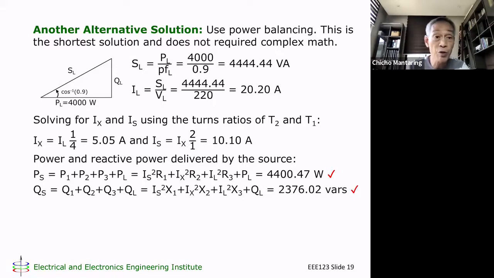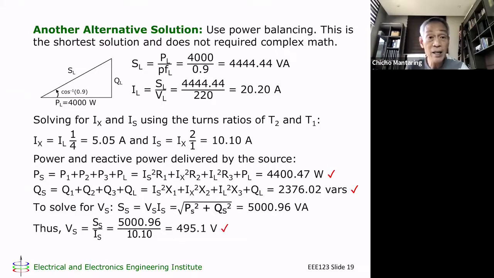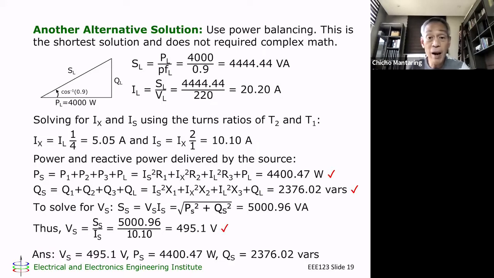And you do the same thing for Qs of S. So finally, to solve for Vs of S, we get the apparent power delivered by the source, which is the square root of P of S squared plus Qs of S squared. We divide that by the RMS value of the source current, and we get 495.1, which are exactly the same answers we got from solution 1 and solution 2. So three possible solutions. And I maintain that itong third solution is the shortest.